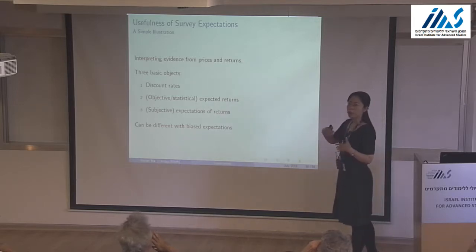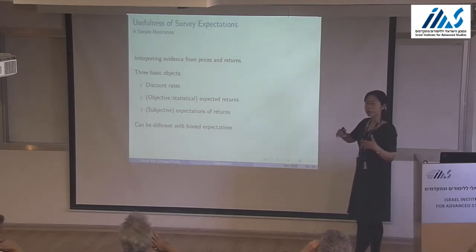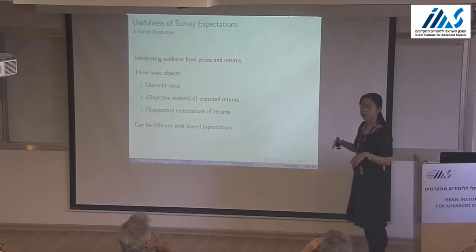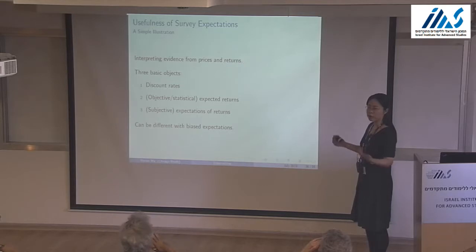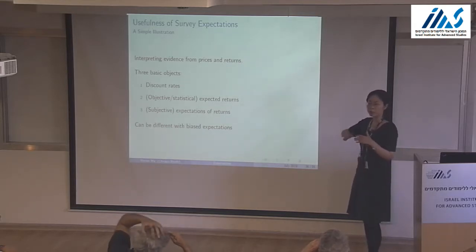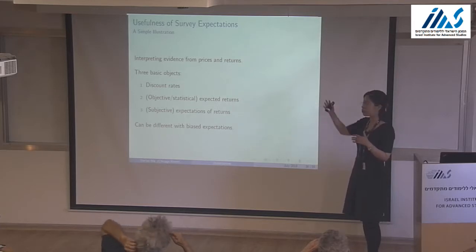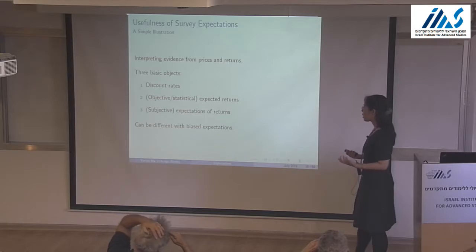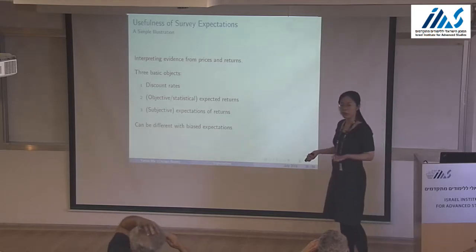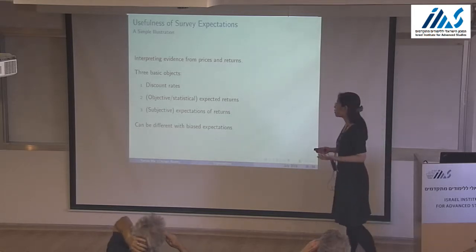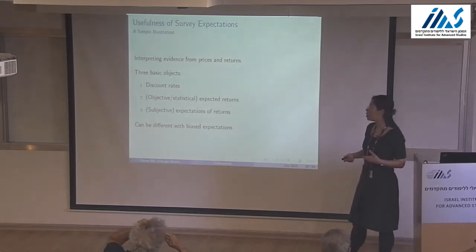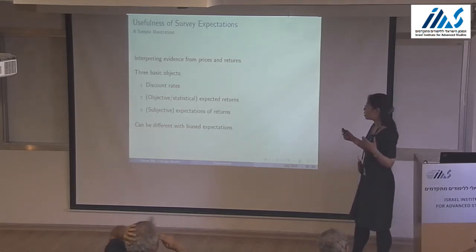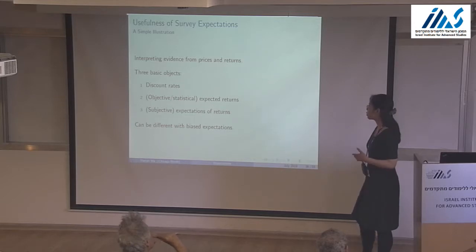So if your discount rate is 5%, you discount dividends in the future by 5%, and so you would also, in expectation, both subjectively and objectively, have price appreciation of 5% because you've discounted the future by 5%. However, when you do have biased expectations, then these three objects can be quite different. For example, even if people have constant discount rates, the expected returns can fluctuate over time.